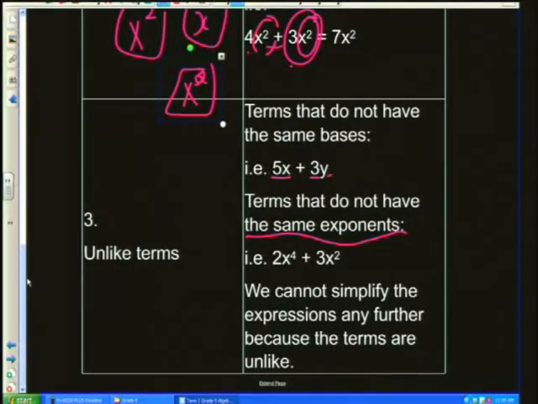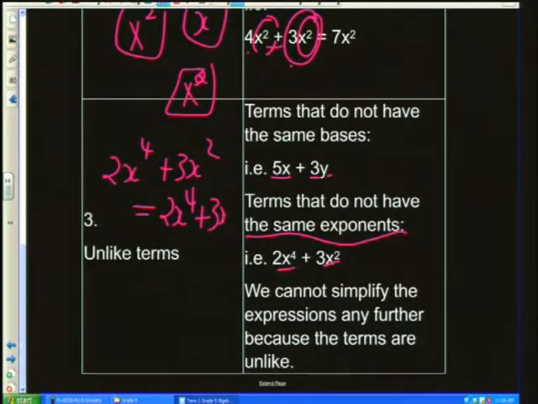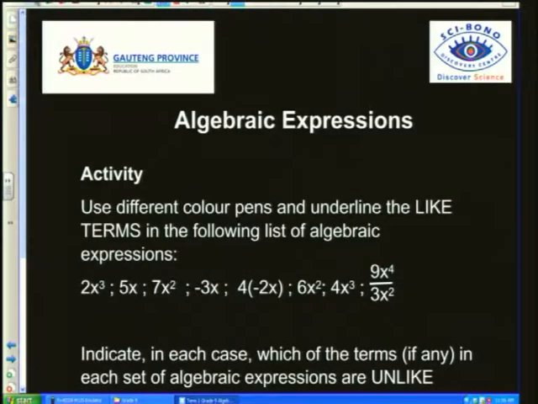So these two are not the same. This is X raised to the power of 4 and X raised to the power of 2. Okay, so they're not the same and we cannot add them because they are unlike terms. So if you get something like that and I ask you to give me an answer, your answer will be 2x to the power of 4 plus 3x to the power of 2. It will remain exactly the same because they are unlike terms.